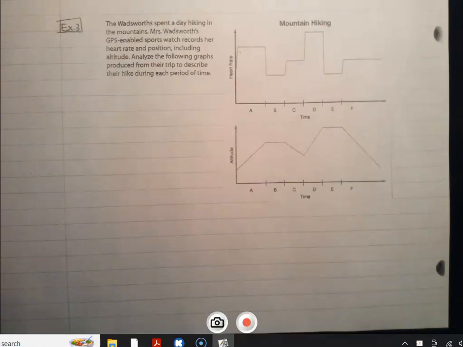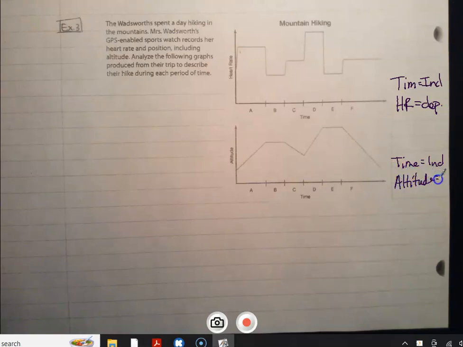Okay, so we've got several periods of time here. So here's the thing. Time is our independent variable in both of these. Okay, so time is independent in both. All right, so in the first one, we're talking about time and the heart rate. So I'm just going to put HR, and that's dependent. And the other one, it's the altitude. I don't really have room to get it in there. So altitude is dependent.